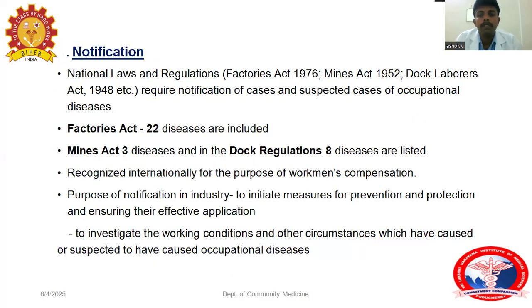So notification of occupational diseases is very important. There are three acts. One is the Factories Act, under which there are 25 diseases included. We have the Mines Act, under which three diseases are included. We have the Dock Regulations, in which 8 diseases are listed. So these are recognized internationally for the purpose of workmen's compensation.